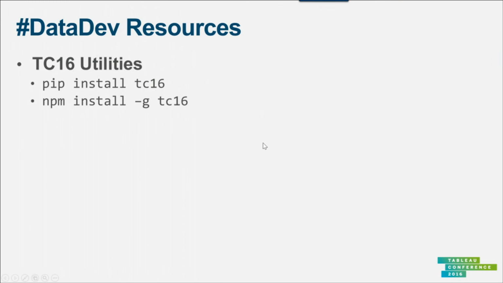All right, some resources for you all. If you are a Python person or a Node/JavaScript person, you can run these commands. They will install a set of utilities, the TC16 utilities. You then run the TC16 command, and it will get you all the stuff that we talk about at TC, and then there's some other secret cool stuff that you will definitely want to do. And if you do this, you will definitely want to do it soon. There's an Easter egg in there that is time sensitive, so get on it right away.